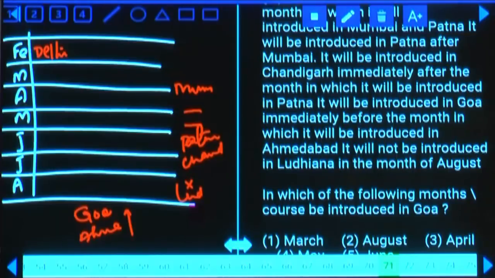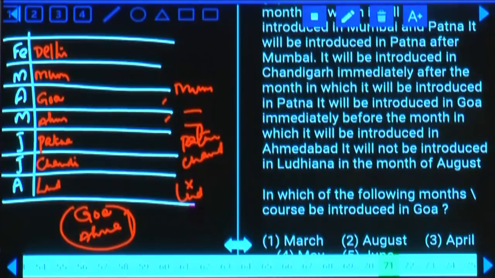Now let us take the possibilities for this Mumbai. Now tell me whether Mumbai can be at this place or not. Now Mumbai is here, then 2 blanks, and next one must be Patna. If this is Patna, next one is Chandigarh, and the next one is what? These 2 must be together, Goa and Ahmedabad, hence this must be Goa. If this is Goa, this is Ahmedabad, finally left with Ludhiana, but Ludhiana cannot be at this place. Hence Mumbai cannot be in the month of March. Are you following this one or not?